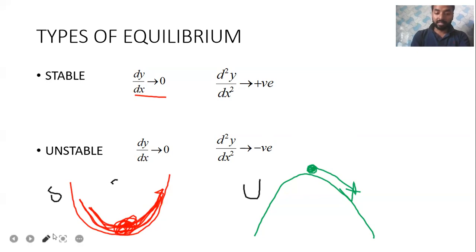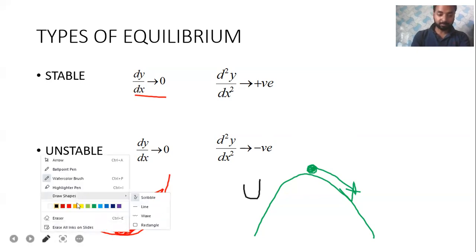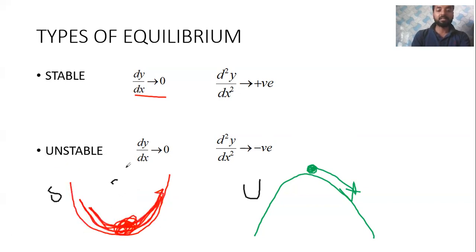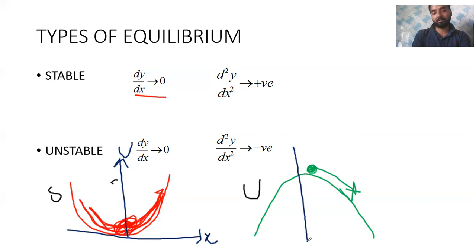So these curves which I have made are nothing but a potential energy versus displacement curve. So this is your X and this is your potential energy, U. This also is your potential energy versus displacement curve.